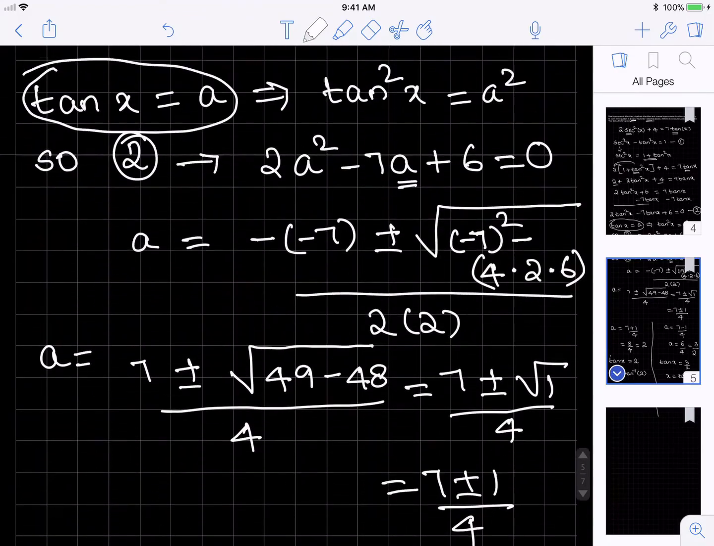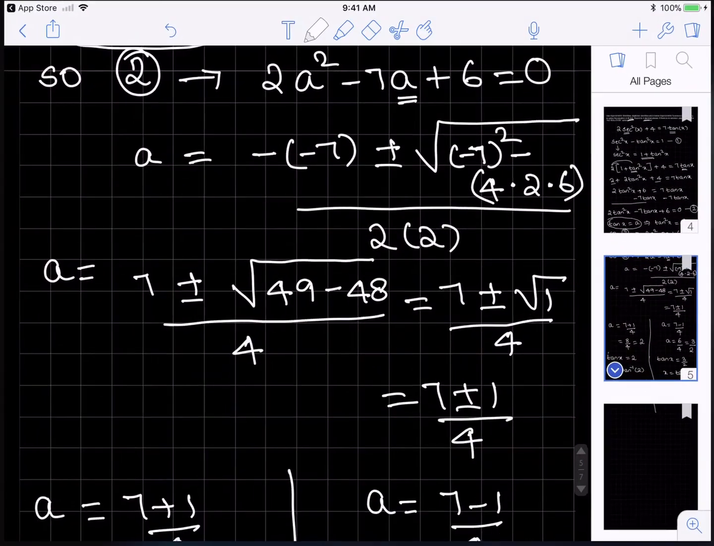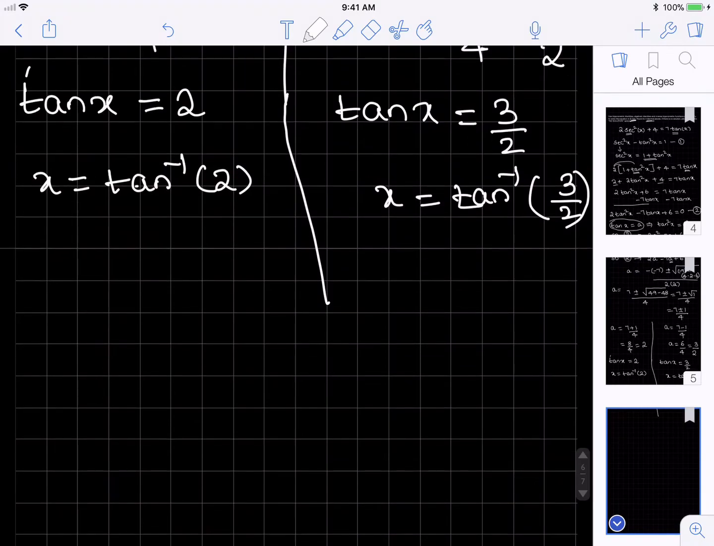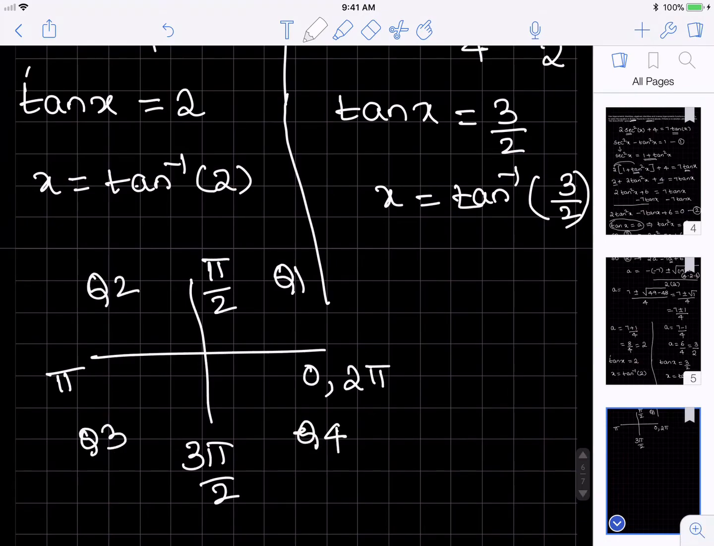Now what happens is, when you read the question carefully, they are asking you in the interval 0 to 2 pi, which means in 0 to 2 pi: 0, pi over 2, this will be pi, and this will be 3 pi over 2, and this will be 2 pi. In all the four quadrants, quadrant 1, 2, 3, and 4, in 0 to 2 pi, tan x is positive in two different quadrants, quadrant 1 and quadrant 3.